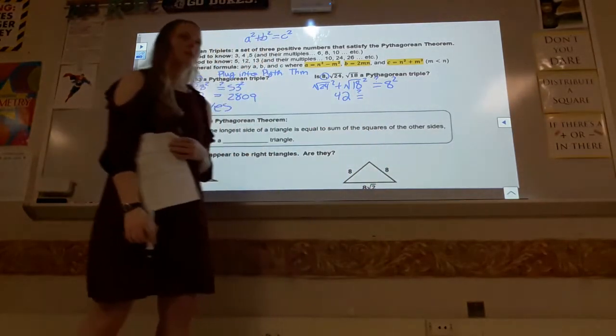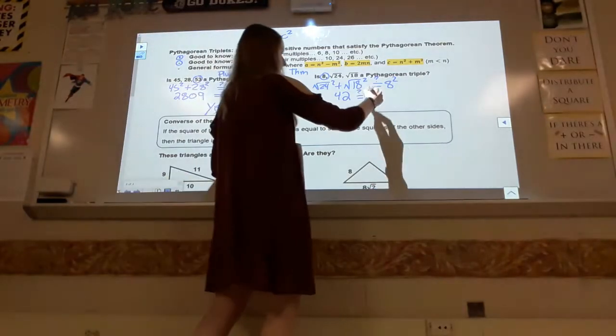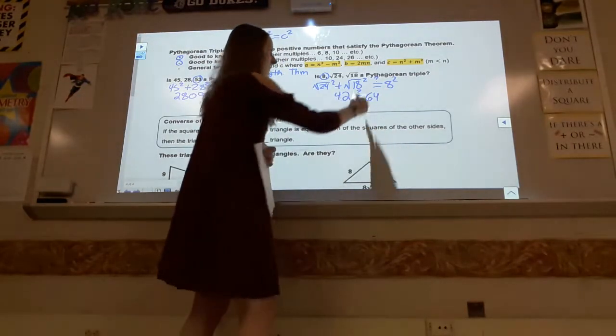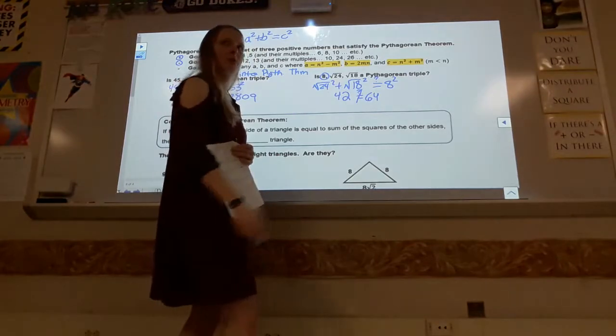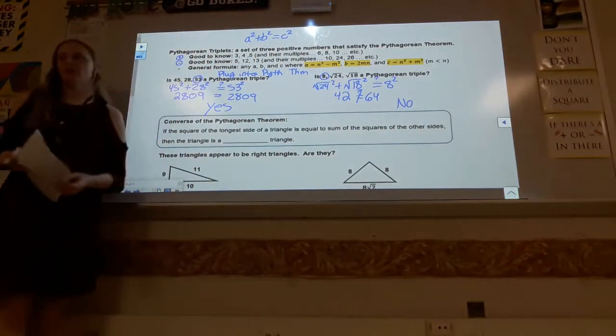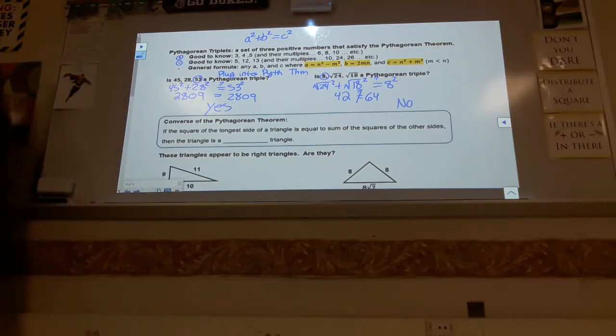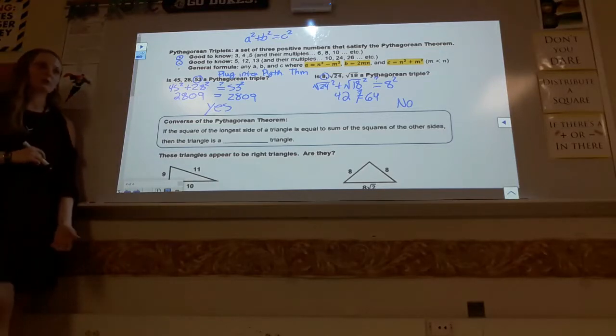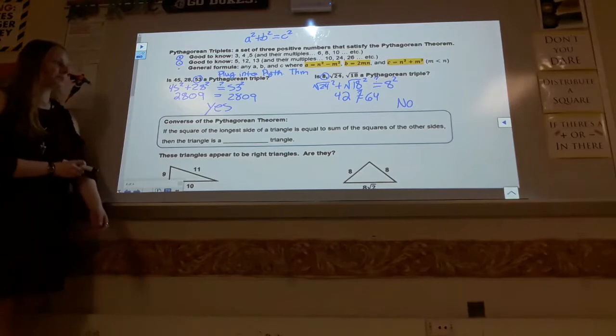And then what's 8 squared? 64. Are those two the same number? No. So would that have been a Pythagorean triple? No. Okay, so they ask you to check if something is a Pythagorean triple. All you have to do is check to see if it works in the Pythagorean theorem.